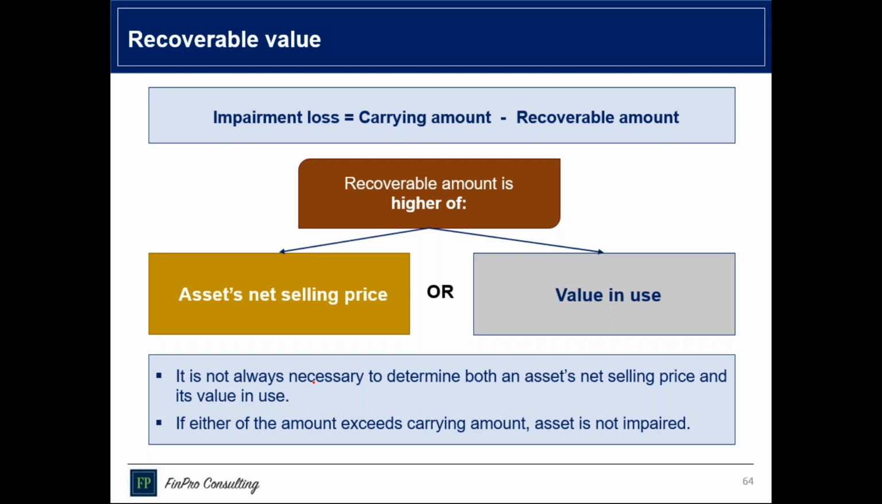It is not always necessary to determine both. If you determine one of them and that value is higher than the carrying value, it is not required to determine the other. For example, the carrying value of the asset is 100 and the asset's net selling price can be easily determined, let's say which is 120, then you are not required to go and check the value in use again, because it is anyway higher.